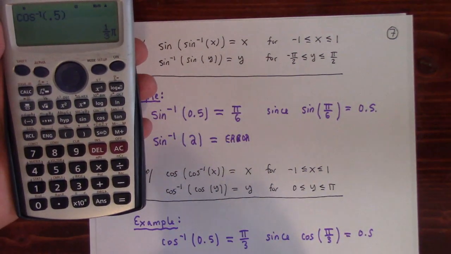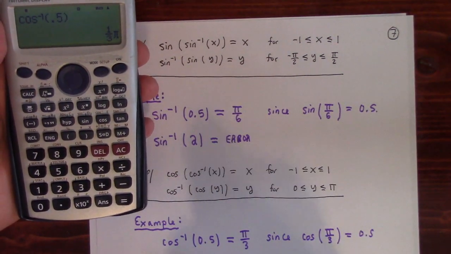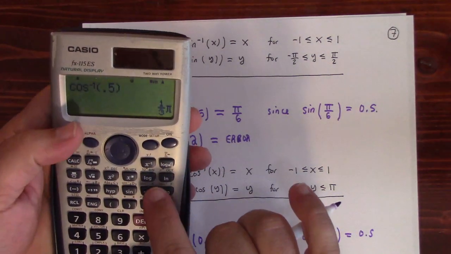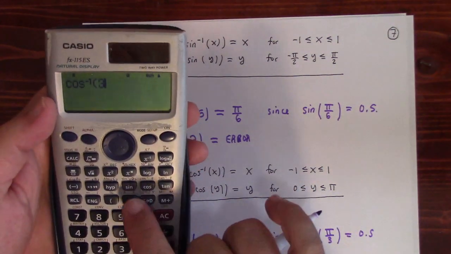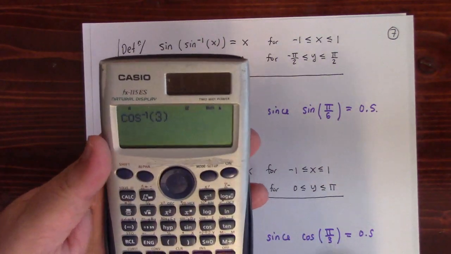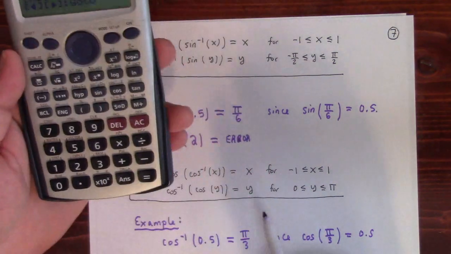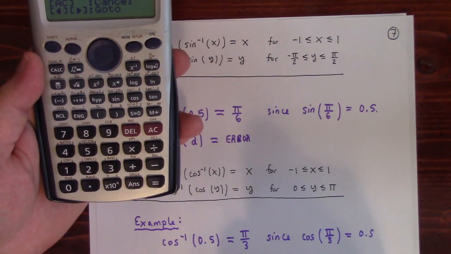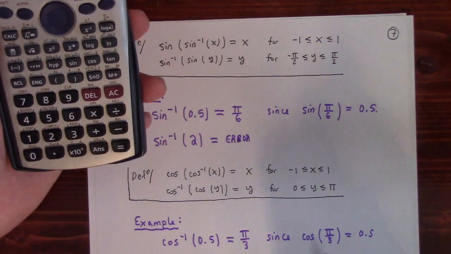Now I'll do it again. Inverse cosine of 3, what's going to happen? Oh no! Well, inverse cosine of 3, better tell us, go fly a kite, right? Error, error. Of course, because you can't have the cosine of an angle equal to 3, right?